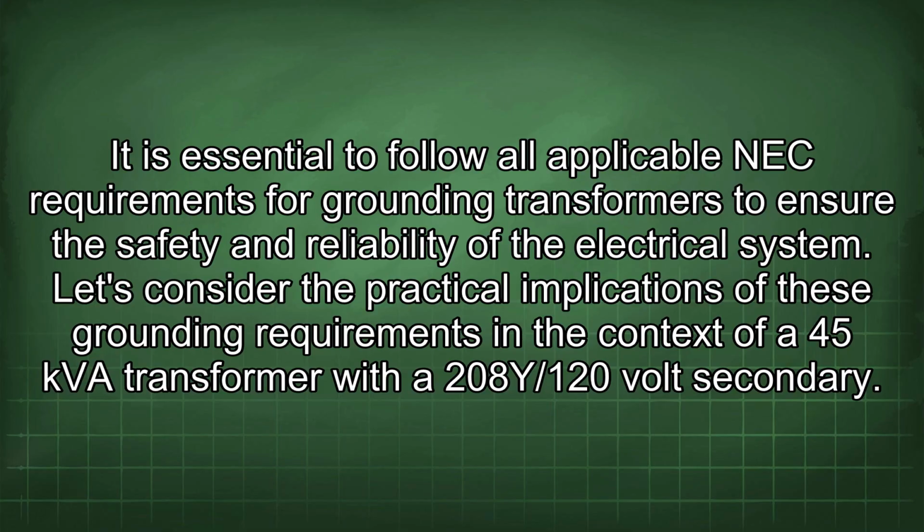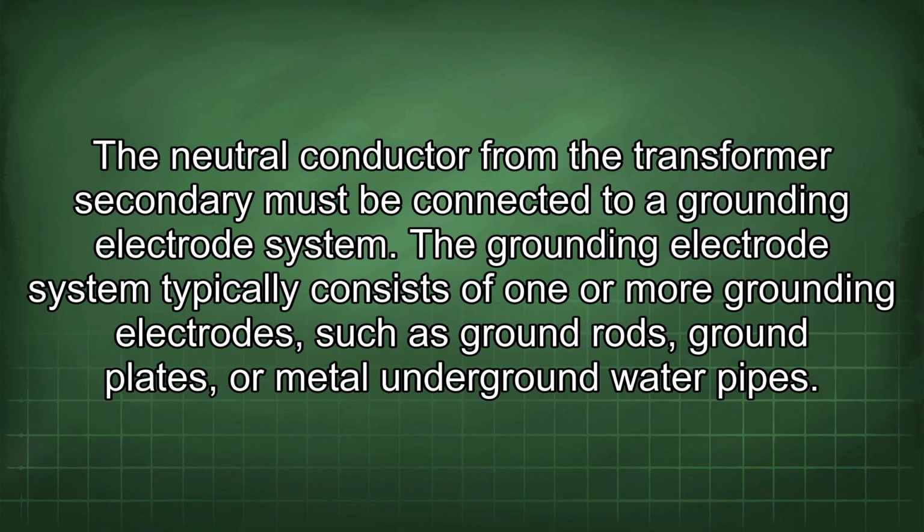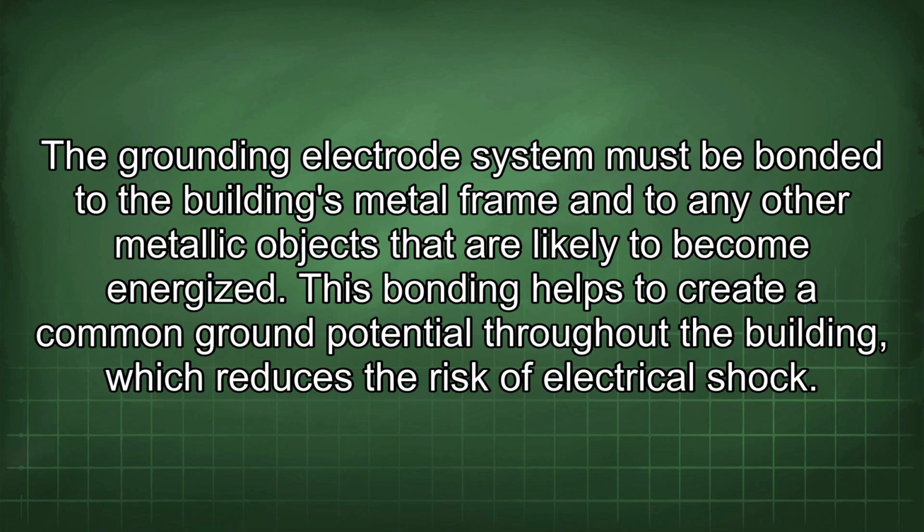Let's consider the practical implications of these grounding requirements in the context of a 45 kVA transformer with a 208Y/120 volt secondary. The neutral conductor from the transformer secondary must be connected to a grounding electrode system. The grounding electrode system typically consists of one or more grounding electrodes, such as ground rods, ground plates, or metal underground water pipes. The grounding electrode system must be bonded to the building's metal frame and to any other metallic objects that are likely to become energized.